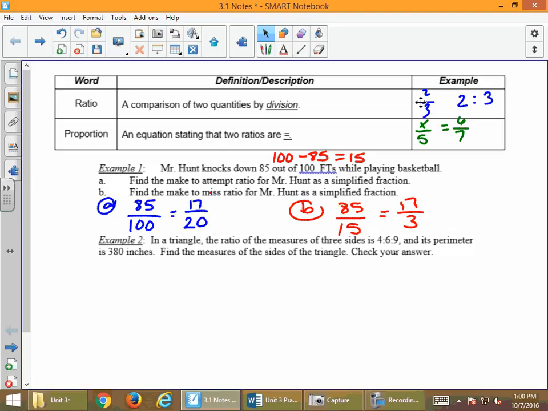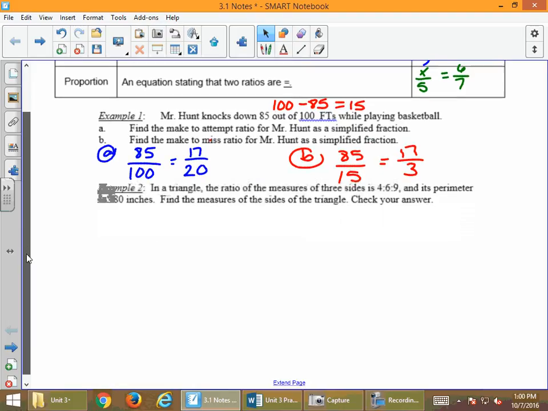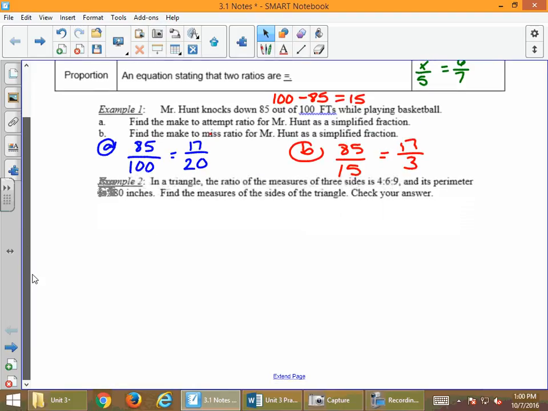All right, let's look at number 2. In a triangle, the ratio of the three sides are 4, 6, 9. Its perimeter is 380. Find the measures of each side of the triangle. Now, this is talking about ratios. This is not saying that the sides are 4 units or 4 inches, 6 inches, 9 inches. It's saying that's the ratio. That means they are being multiplied by some number. We don't know what that number is. We're trying to figure out what it is.